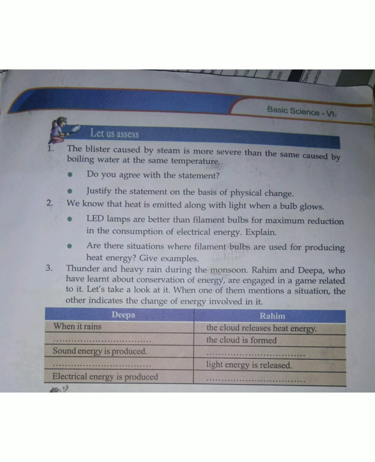Okay. Next, sound energy is produced. In the next column, there will be thunder. Isn't it? In the next column, light energy is released. What will be in the first column? Lightning is there. Then in the first column, electrical energy is produced. What is in the next column? There is lightning and thunder.